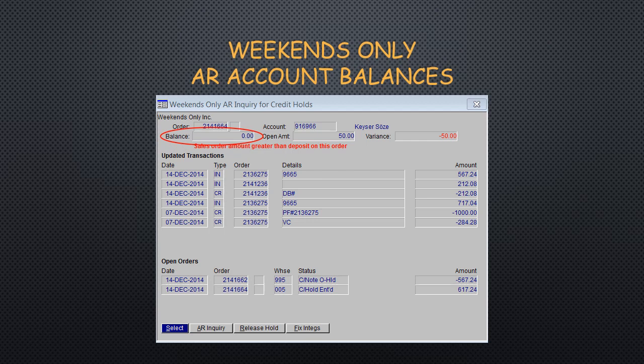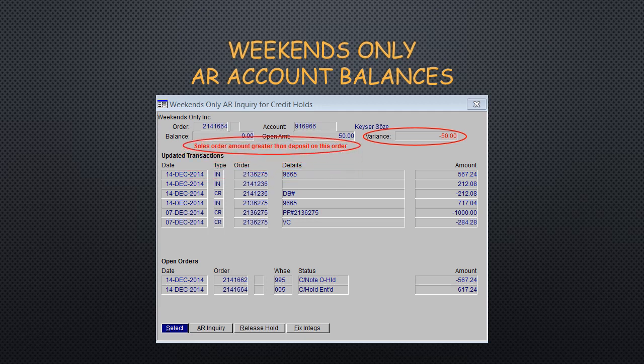The AR balance. This balance excludes open credits and sales orders. Open amount. The total amount on open credits and sales orders which are not included in the AR balance. Variance. The difference between the balance on the AR amount and the open amount on sales orders and credits. If the variance is shown in red, the open commitments or sales exceed the deposit on the account.